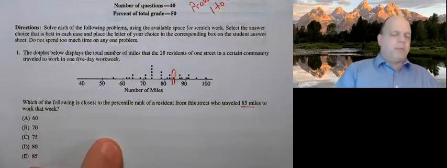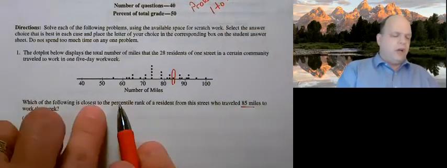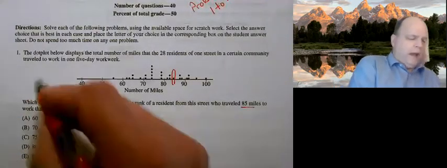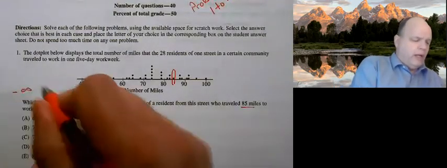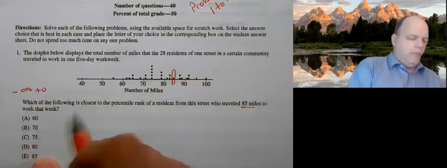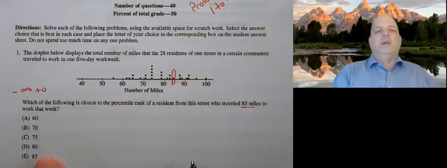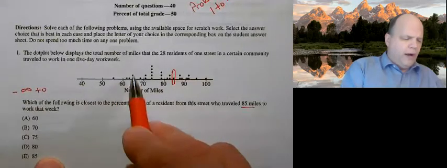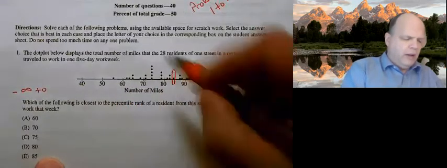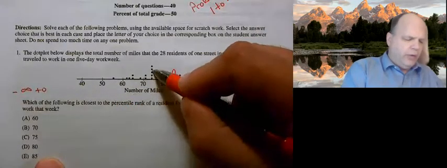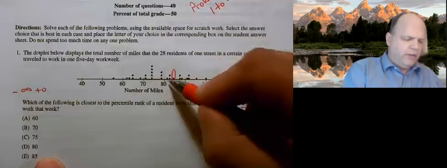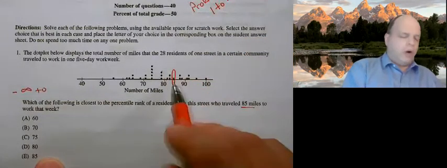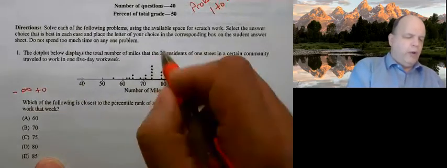Now they're talking about a percentile rank. Well, percentile ranks go from negative infinity to the right. So we're going to have to move from negative infinity to the right. So we're going to count up until we get to 85. So 1, 2, 3, 4, 5, 6, 7, 8, 9, 10, 11, 12, 13, 14, 15, 16, 17, 18, 19, 20. So this is the 20th mark, and we have a total of 28.